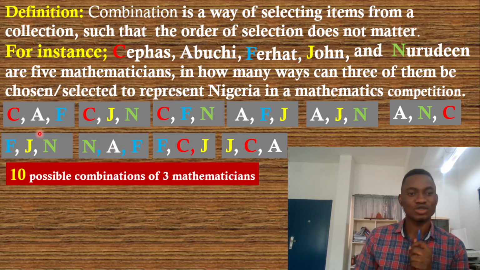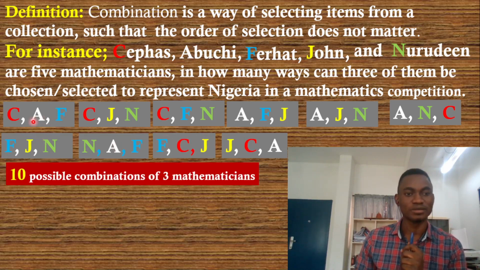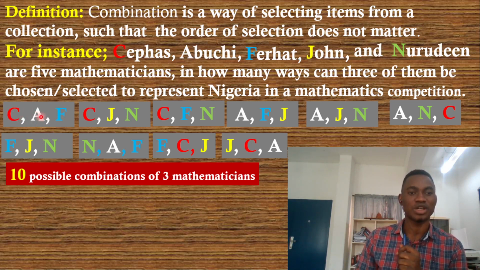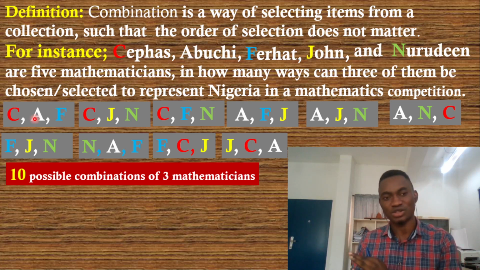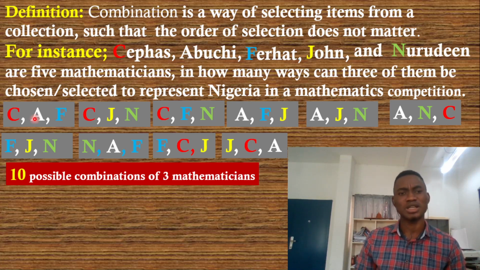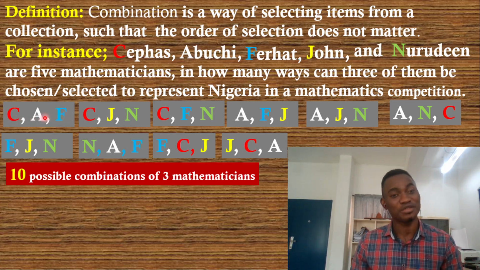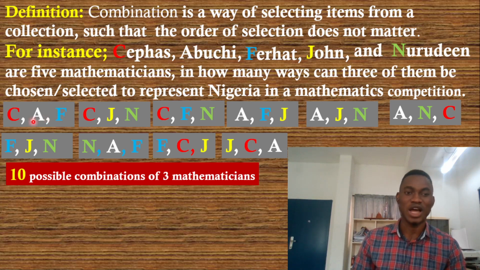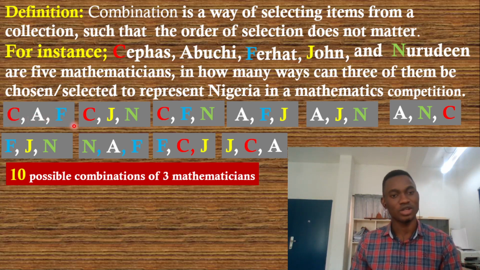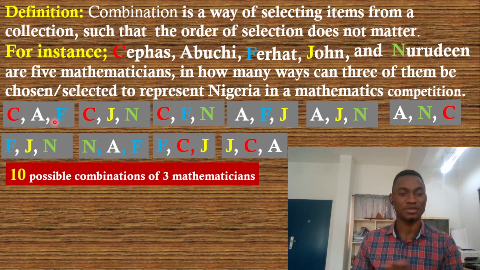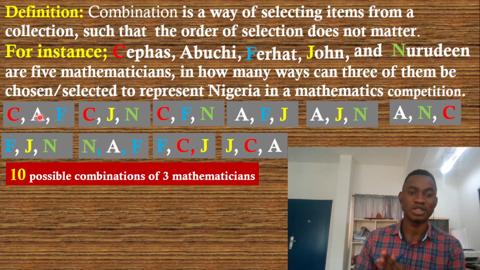Okay, now there's one thing I want us to note here. Now, you see that in this first combination, Cephas, Abuchi, and Ferhat, the order of the selection does not matter, okay? It does not matter if Cephas is the first person, or Abuchi is the first person, or Ferhat is the first. All right, the order of arrangement does not matter. Abuchi can be first, Cephas second, then Ferhat third, okay? Or Ferhat first, Cephas second, Abuchi third. So they can be arranged in any way. So the order of the arrangement does not matter.